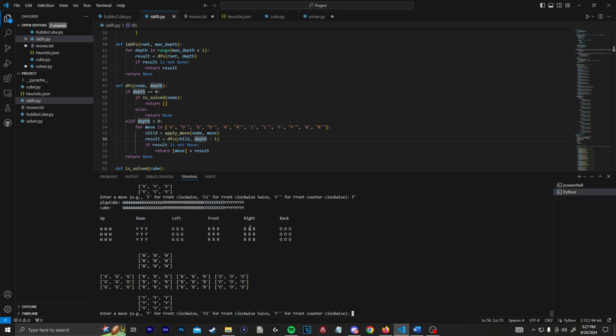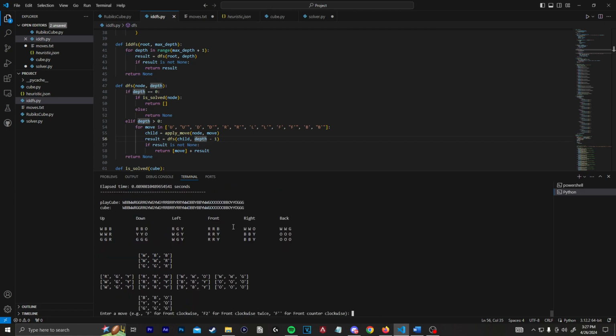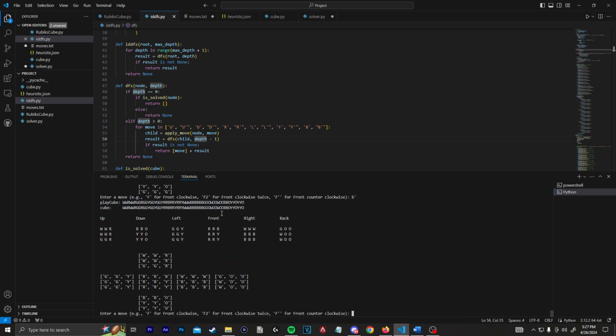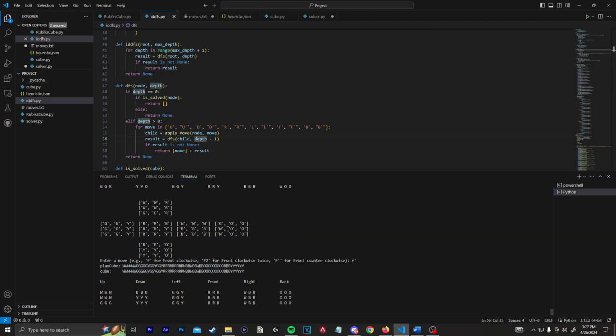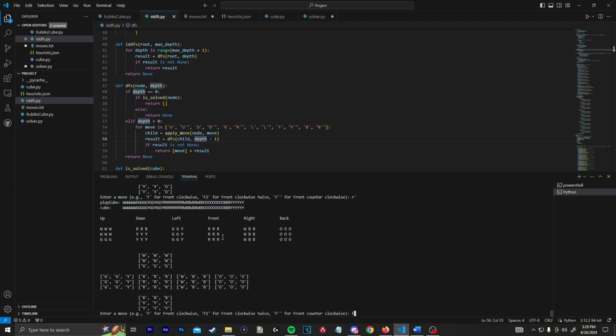I'm not going to iterate through all the moves, but let's do 3 moves. So front, right, back, solve IDFS. 0.08 seconds, a little slower, but barely. So we apply the moves: back counter, right counter, and front counter. And here is our solved cube.